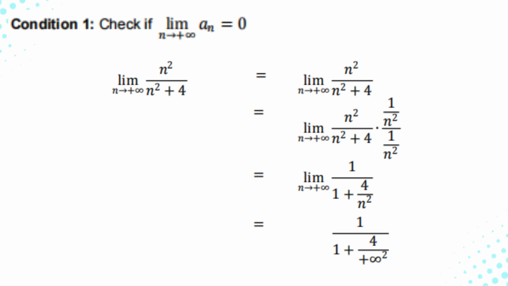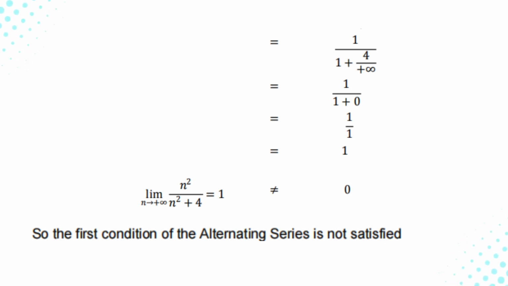So n squared times 1 over n squared is equal to 1. n squared plus 4 times 1 over n squared is equal to 1 plus 4 over n squared. So from that, we need to evaluate the limit. So 1 over 1 plus 4 over positive infinity squared. 4 over positive infinity squared is equal to 4 over positive infinity. So 1 over 1 plus 4 over positive infinity. And 4 over positive infinity is equal to 0. So 1 over 1 plus 0 is equal to 1 over 1, or 1.